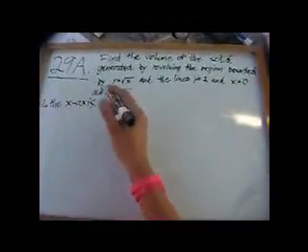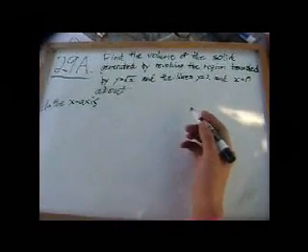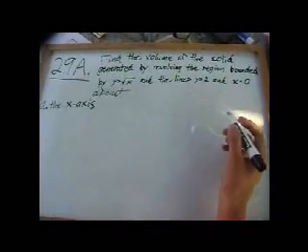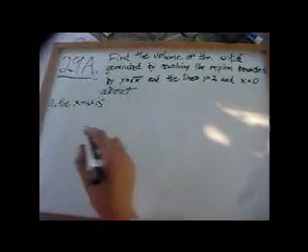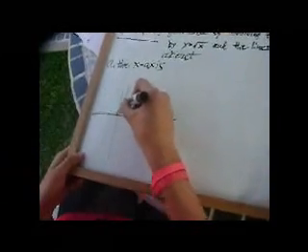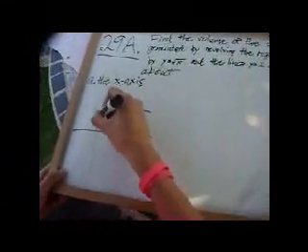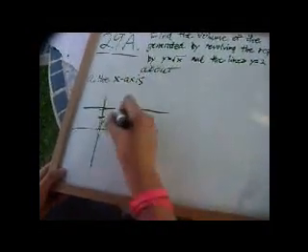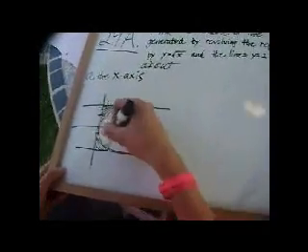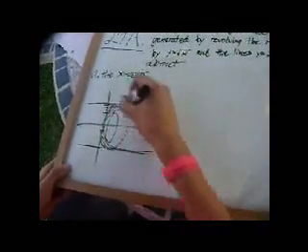Okay, so 29a. Find the volume of the solid generated by revolving the region bounded by y equals radical x and the lines y equals 2 and x equals 0 about the x-axis. First we graph the problem. Radical x looks something like this, y equals 2, and x equals 0. So we have to find this region and rotate it about the x-axis. So we're going to have to do the washer method.